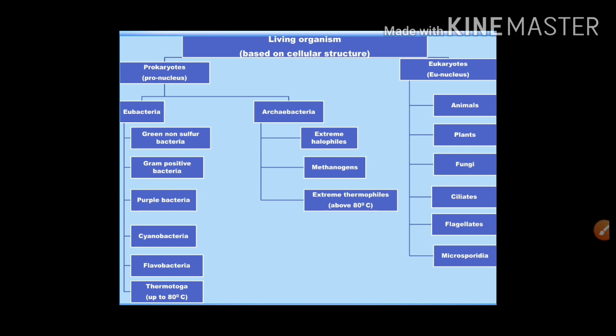Eukaryotes are classified as animals, plants, fungi, ciliates, flagellates and microsporidia. Ciliates are cilia containing protozoans, flagellates are flagella having protozoans, microsporidia are simple parasites.